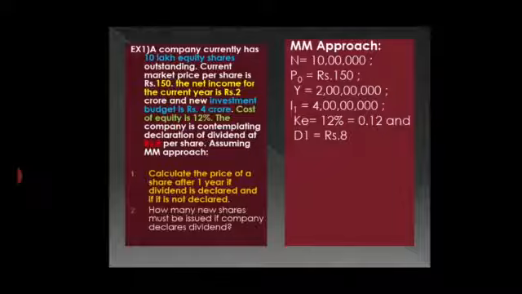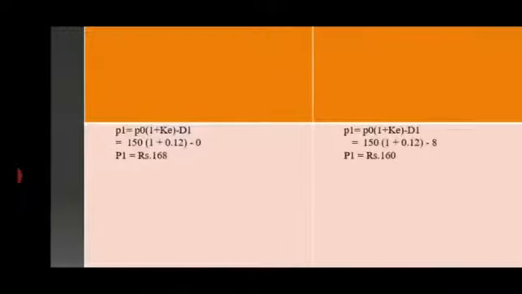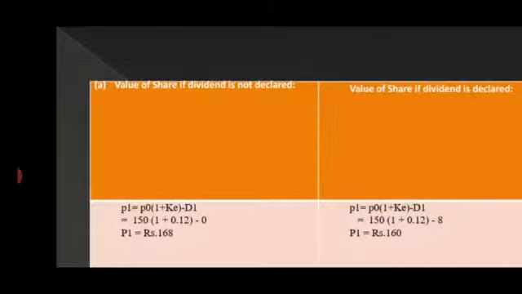Cost of equity is 12%, and currently the company is giving a dividend of 8 rupees per share. Now the first question is to calculate the expected price if dividend is declared or if dividend is not declared, or we can say calculate the price after 1 year. So P1 is equal to P0 multiplied by 1 plus KE, minus D1. What is the P0 value? 150.